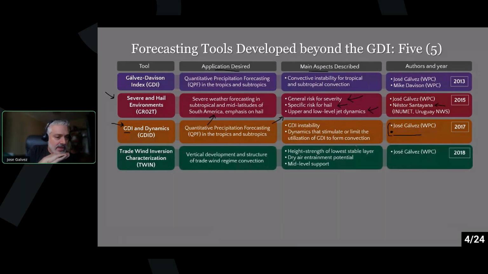Then the next one is the trade wind inversion characterization. This is to understand the structure of the trade wind temperature inversion. What I mean by the temperature inversion is that increase of temperature with height in the lower troposphere in trade wind regimes, or that stable layer that generally associates with the trade wind regimes and that limits the vertical development of convection.